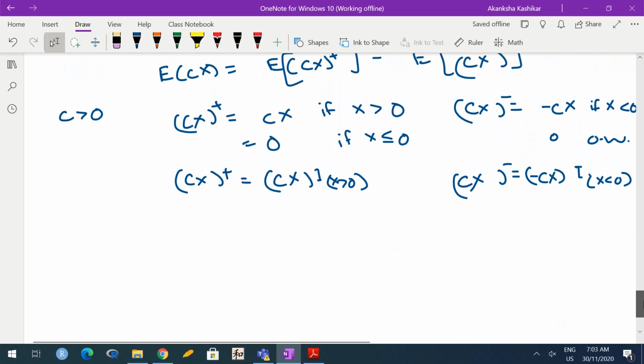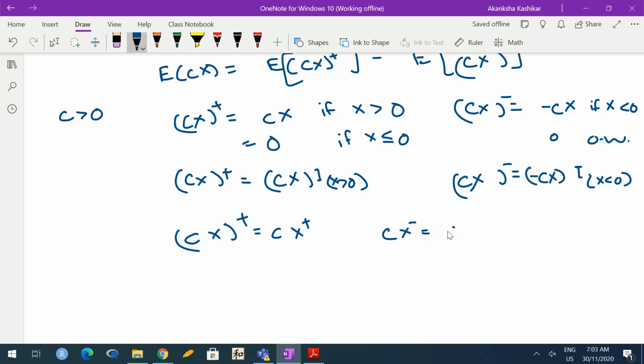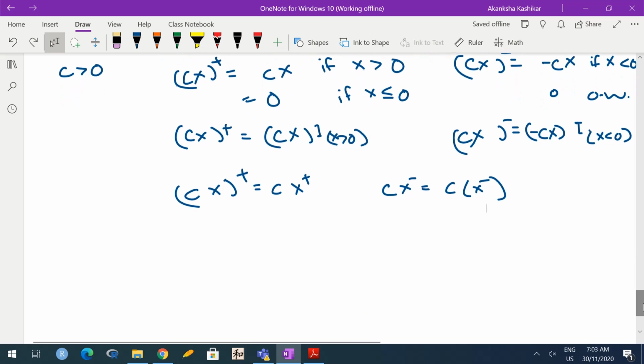So what is this? I can say, at least in this context, that when c is positive, cx plus is actually c times x plus, and cx minus is actually c times x minus. This is true when c is positive. In general, it may not be true.